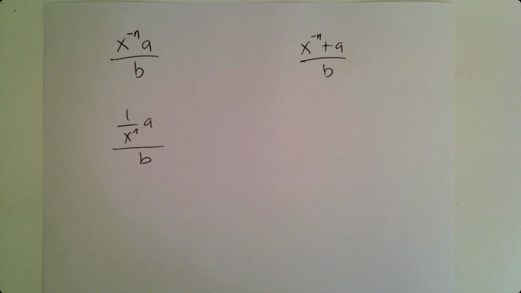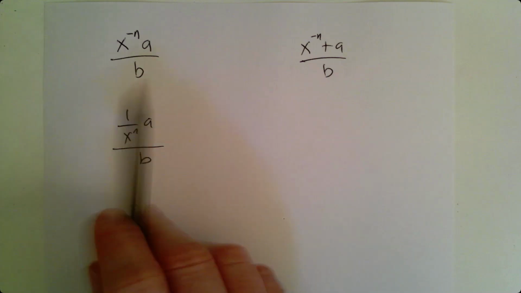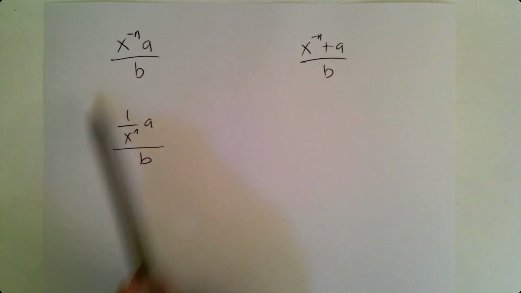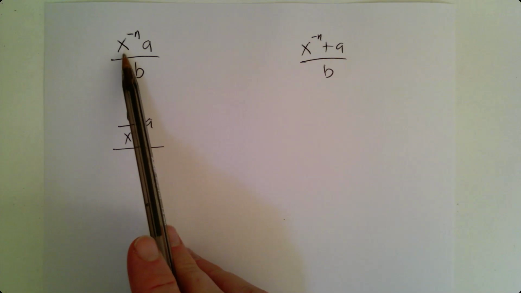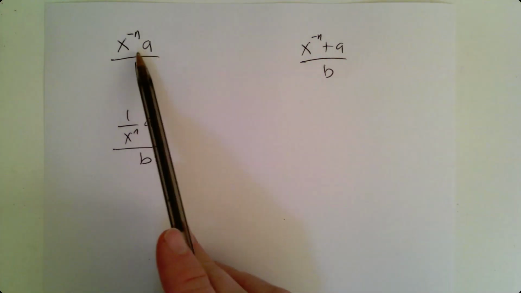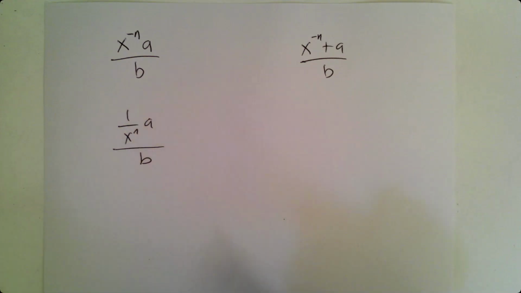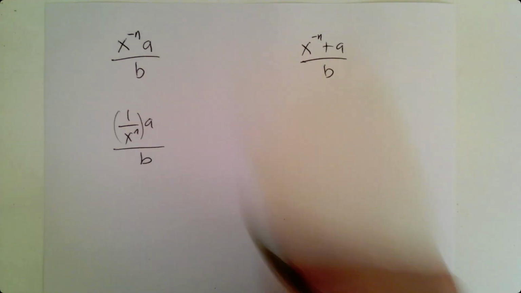I want to show you a couple of tricks that we used in class when simplifying expressions with exponents. If we're going to apply the definition of x to the negative n, we know that that's equal to 1 over x to the n. So you could write it like this. Here's what I want to point out.